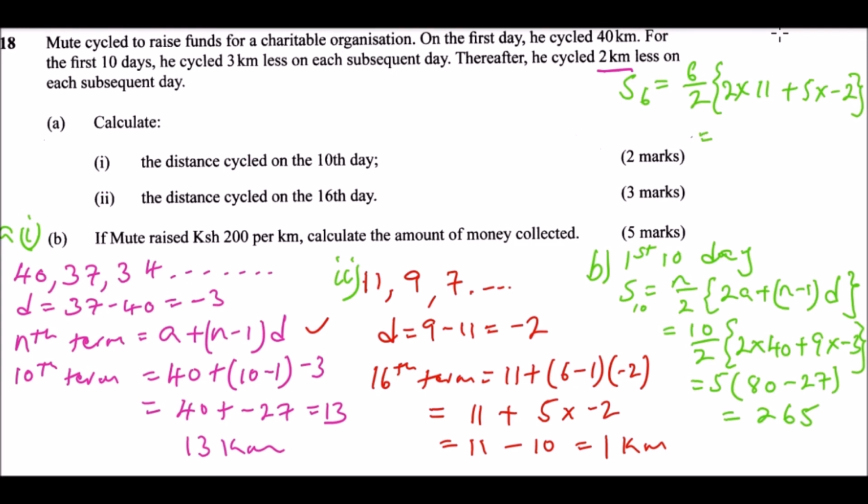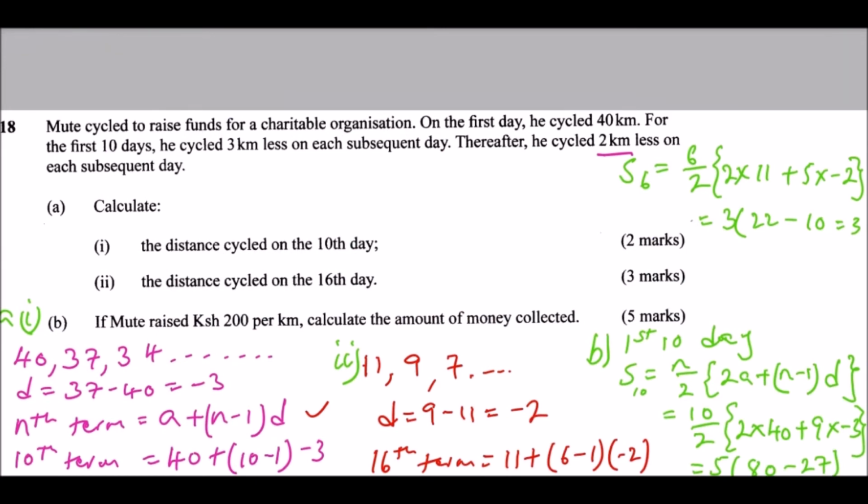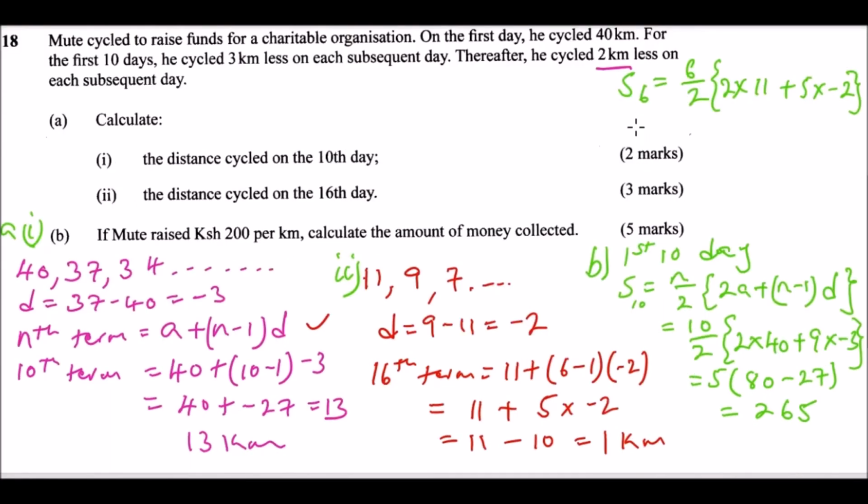So when you compute this, you get 3 times 22 minus 10, since 5 times 2 is minus 10, and that will give you 36. So you get the second session. He cycled 36 kilometers.